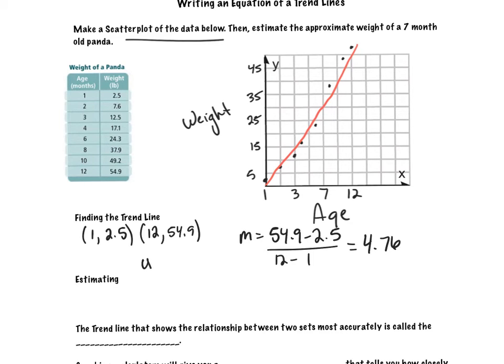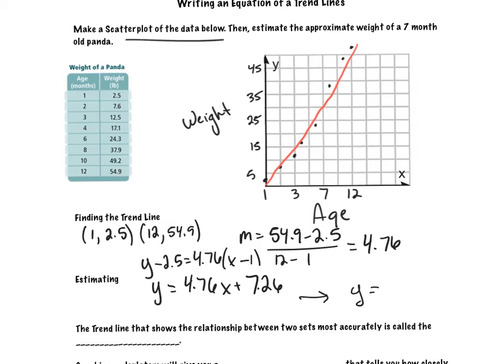Right? So I have y, and let's just say I have y minus 2.5 equals 4.76 times x minus 1. And let's just solve that for y, right? So I'd have y equals 4.76x, and then, okay, what is 4.76 plus 2.5? So you get plus 7.26. And so if I want to know what is the 7th month old, right? I'm going to plug in 7 for x, right? And say 4.76 times 7 plus 7.26.